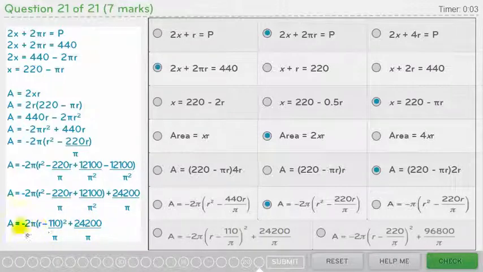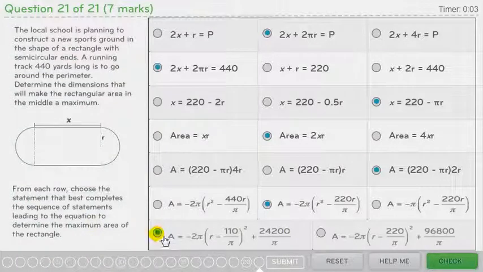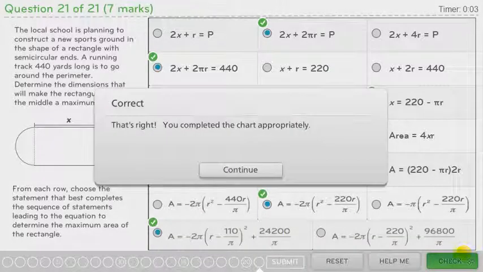Finally, we can see the entire equation to maximize the area would be area is equal to negative 2 pi, all multiplied by r minus 110 over pi, all squared, plus 24,200 over pi. Finally, let's check our solution, and we are correct.